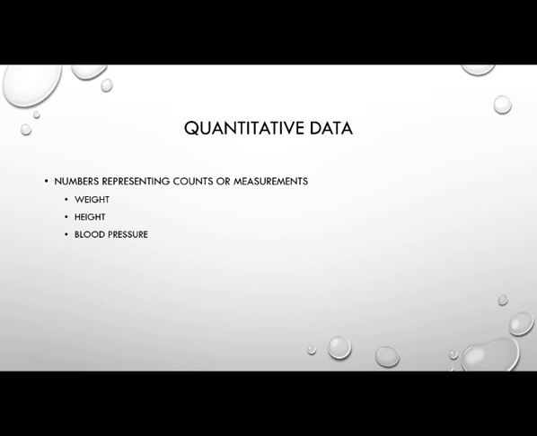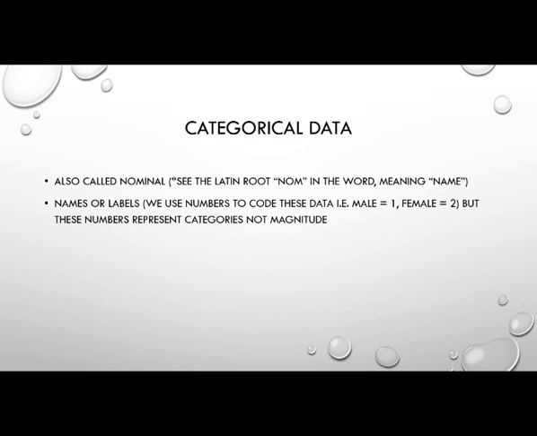Okay, so we have different kinds of numbers, right? So when we're talking about quantitative, quantify, we are talking about numbers that represent counts or measurements. For example, weight, height, blood pressure. But we also have this thing called categorical data, which is also called nominal data. See the Latin root nom in the word nominal, which means name, or if you speak Spanish, nombre means name. So nominal is a naming variable.